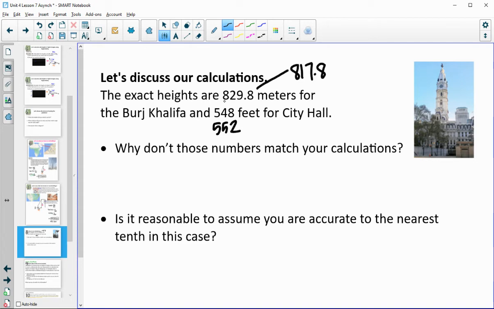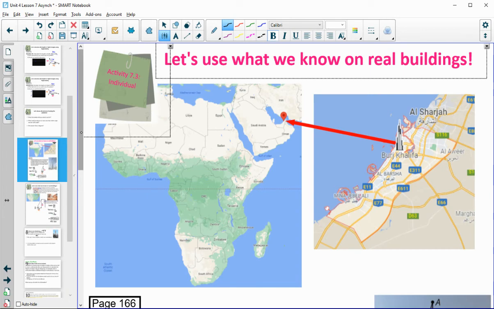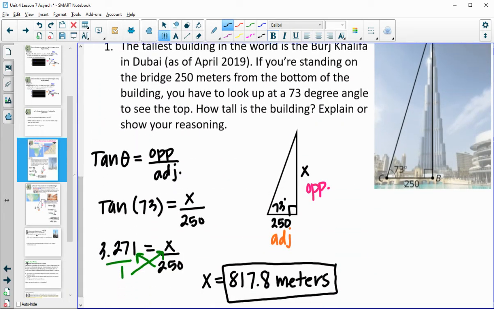Because we estimated in there. So estimating how far you're actually standing versus exactly how far you're standing. So this looks to be rounded, 250, rounded to the nearest 10 meters. Okay, something like that. When you're talking such a tall building, any amount of rounding is going to be significant. Okay, so 252, 247, those are going to produce some significantly different numbers.